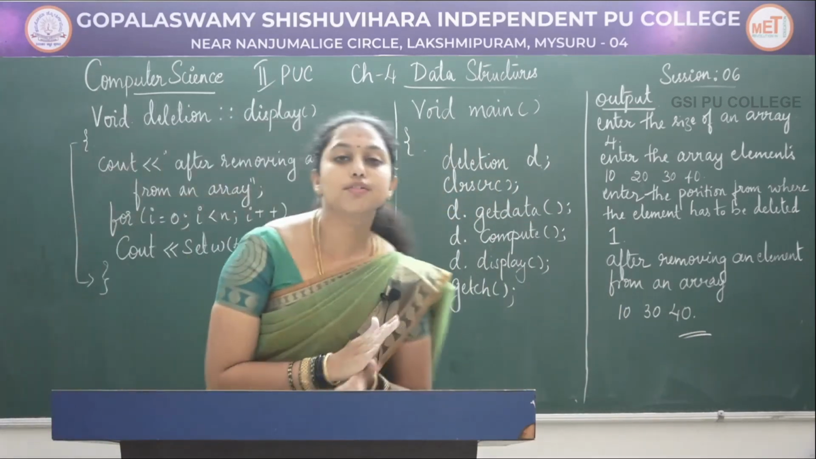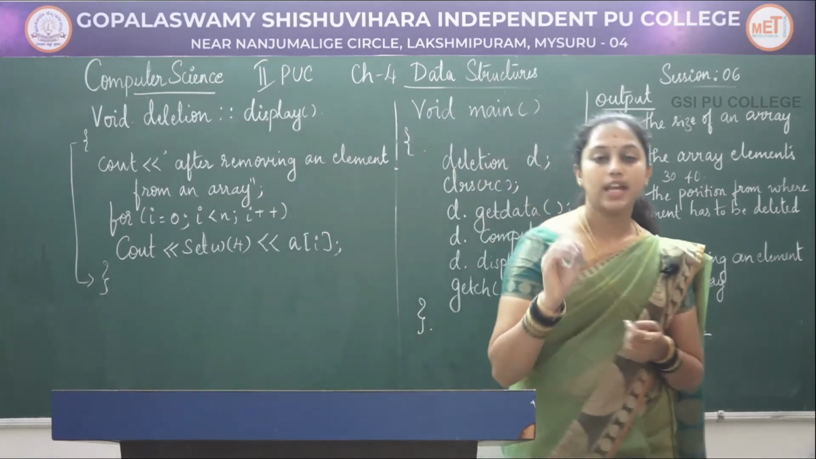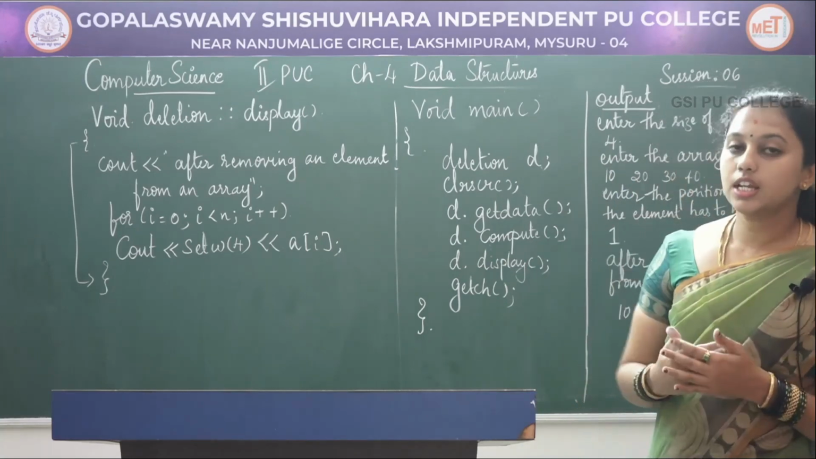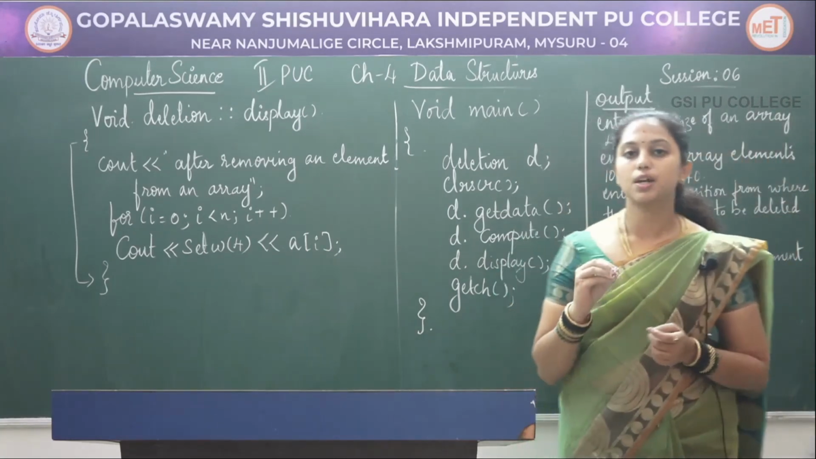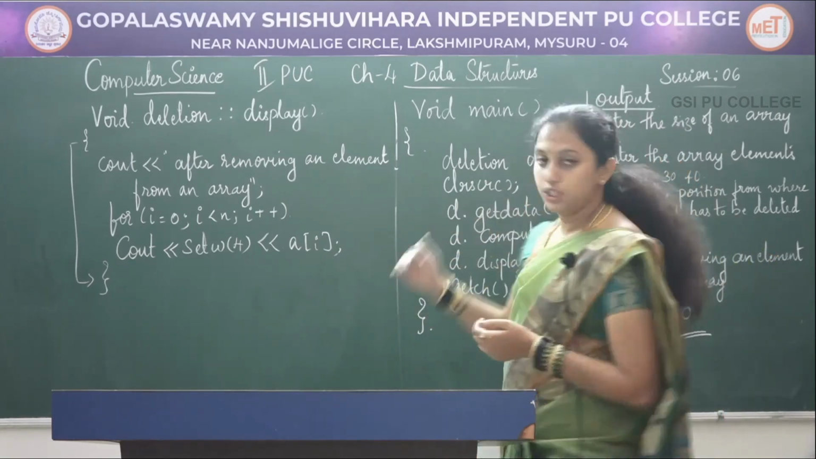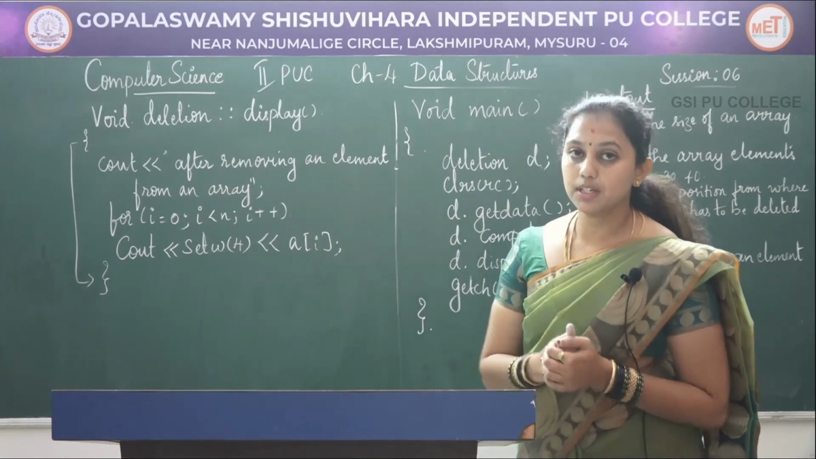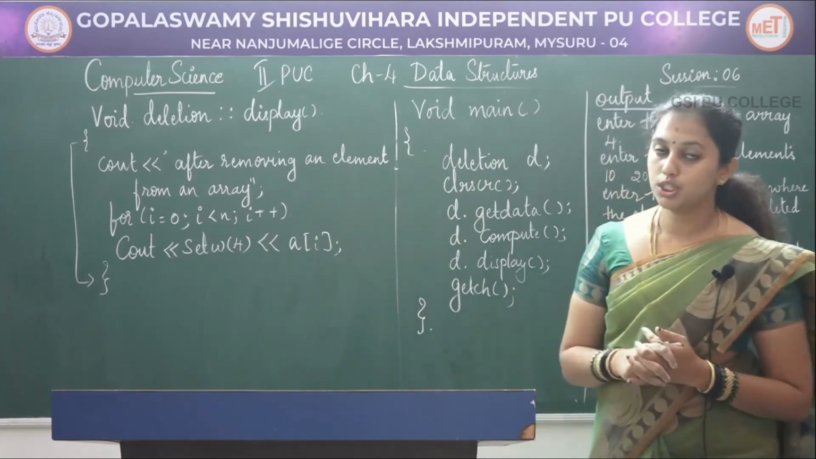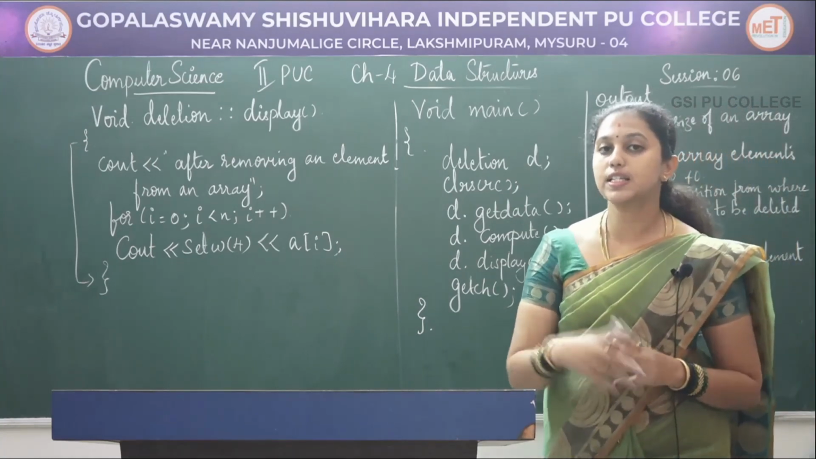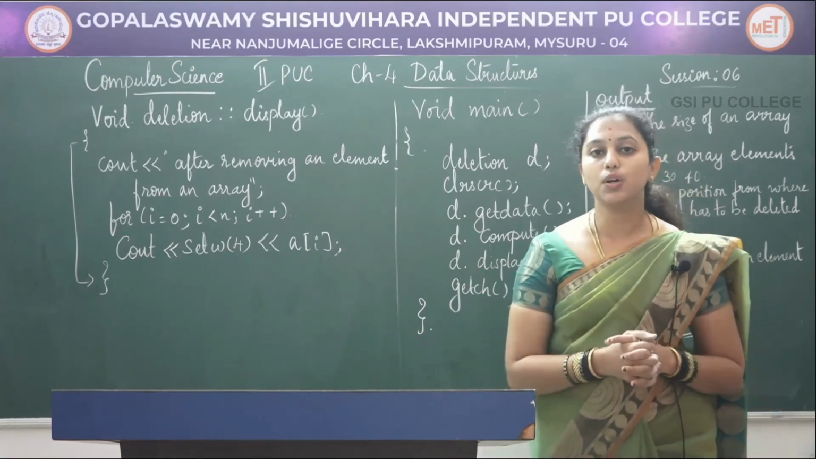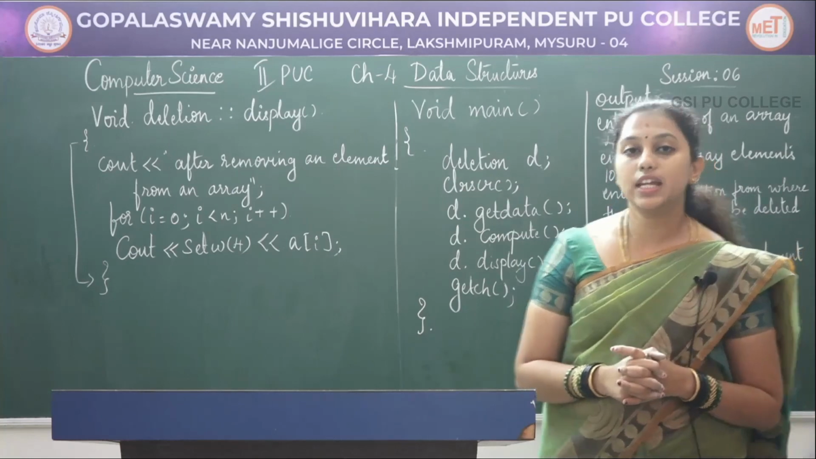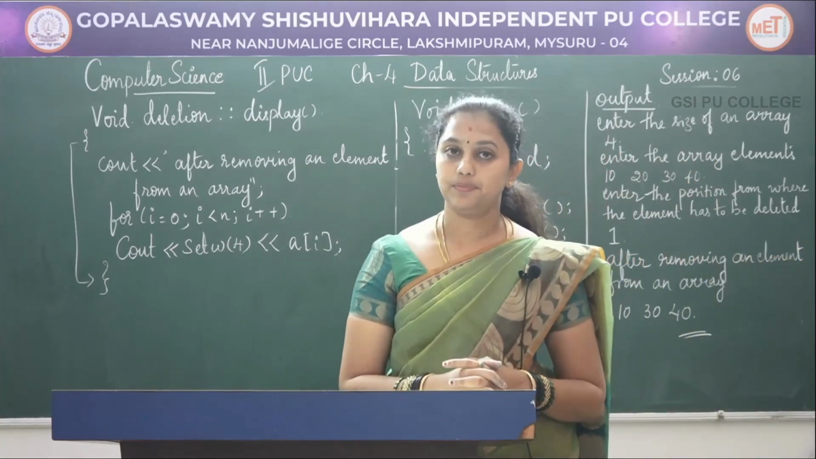So, while deleting an element, what is the first step? We have to get the position from where the element has to get deleted. In the second step, delete an item from the particular position. In the third step, we have to shift all the subsequent elements to its lower order positions. So, after deleting an element from an array, the size of an array is decreased, that is n is equal to n minus 1. So, this is how we are going to delete an element from an array. Thank you.